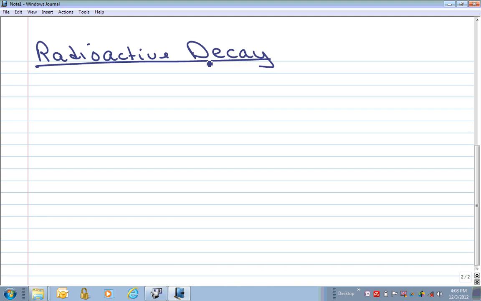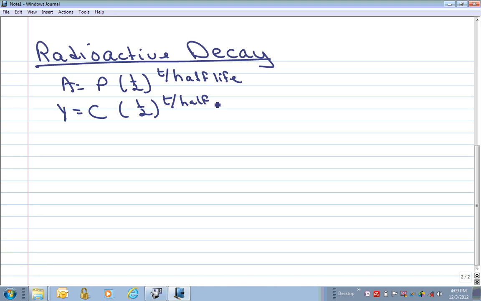Again, we're going to go ahead and set it up as A equals P times 1/2 to the time over half-life. Often you'll see this written as Y equals C times 1/2 to the time over half-life. Okay, just so you know, Y, or A, is the amount after time has passed. P or C in this case would be your initial amount where you began the problem, and of course the 1/2 takes into account that we're talking about half-life.